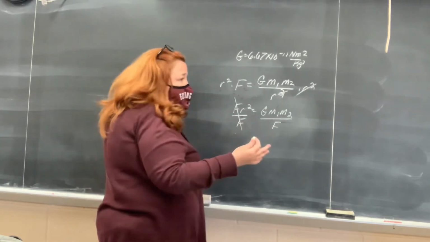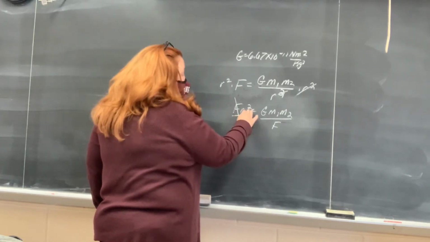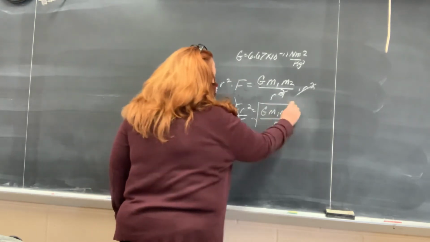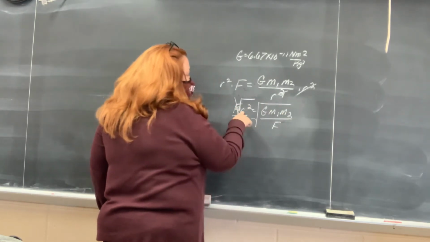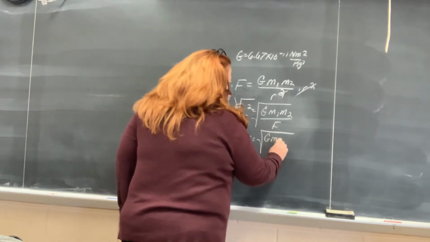And then algebra is just doing the opposites. This was multiplied, so I divide. So r squared, the opposite of squaring something, is to take the square root. If I take the square root of one side, I have to take the square root of the other side. So the square root of r squared is r, and then you have all of this.